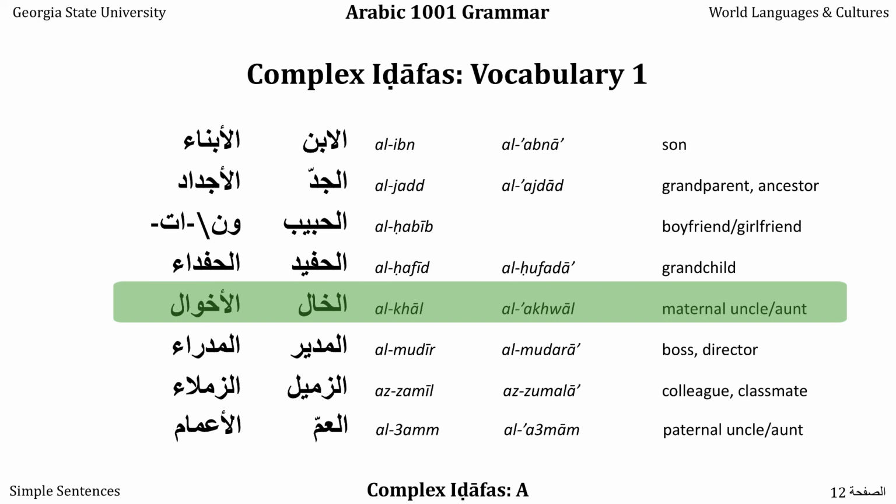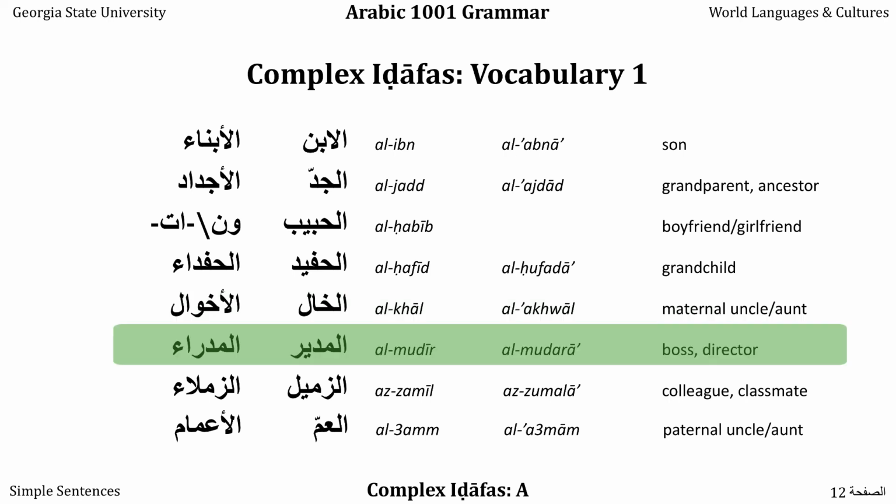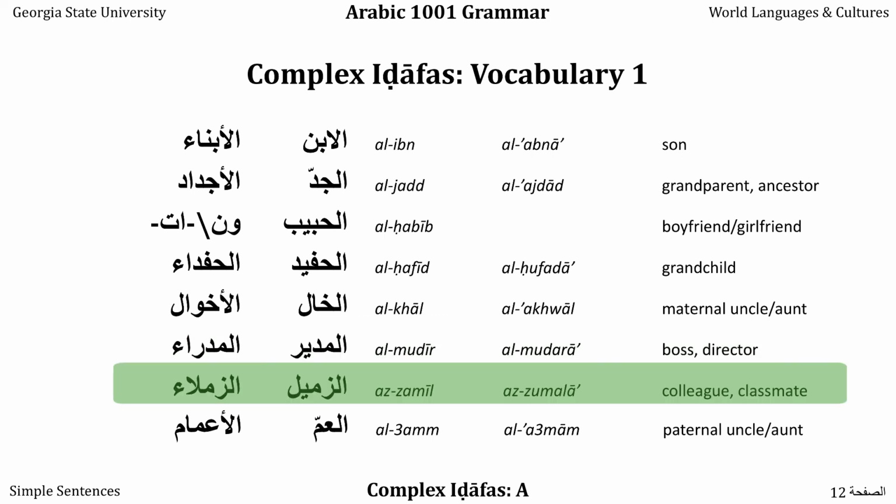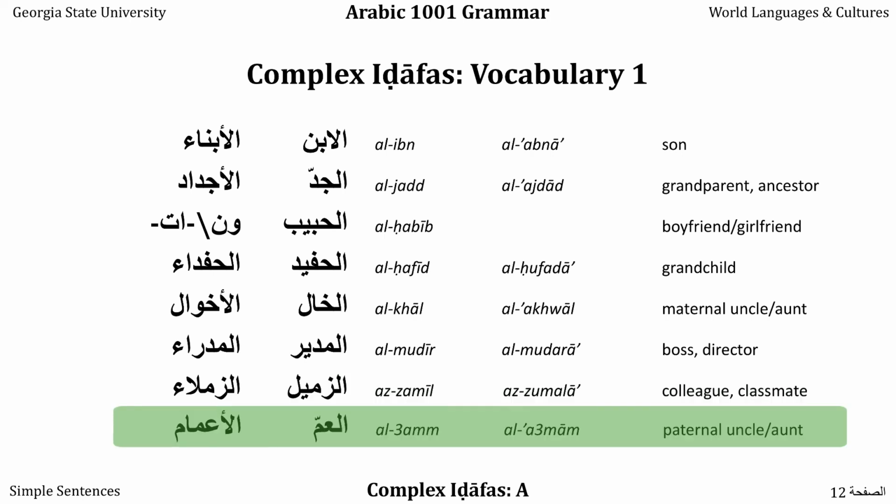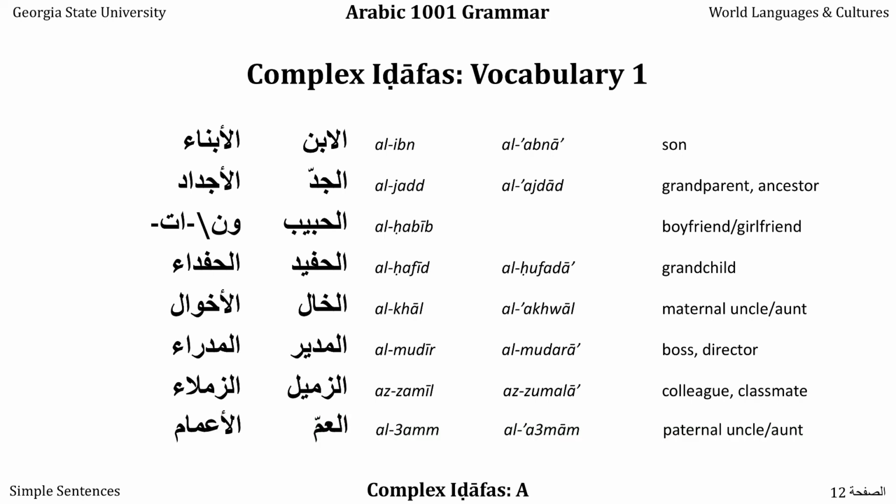The plural is al-akhwal. Al-mudir is a boss or a director. The plural is mudara. It has the same wazn or pattern as hofada, grandchildren, as does zamil for colleague or classmate. Its plural is zumala. And al-am is your paternal uncle or aunt. Its plural is al-a'mam.